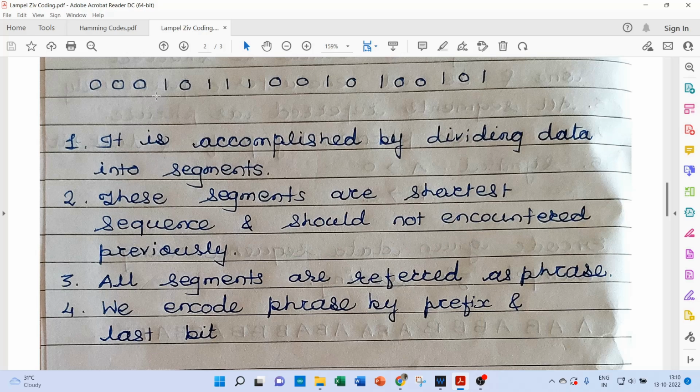Each and every sequence is a unique sequence. It should not get repeated again. That care we have to take here. Next, all segments are referred to as phrases. Next, we encode each phrase by its prefix and the last bit.